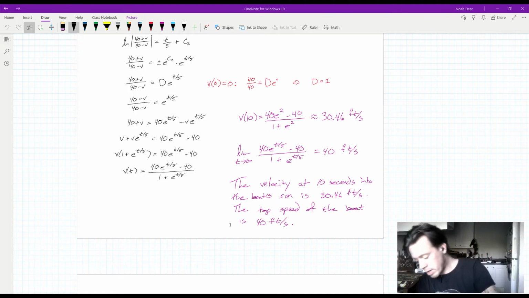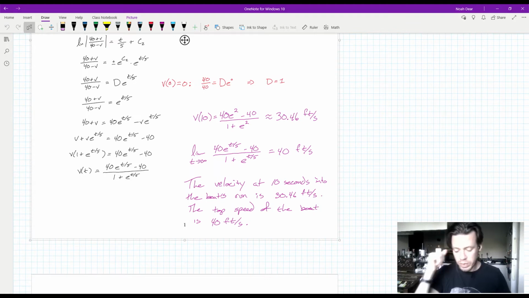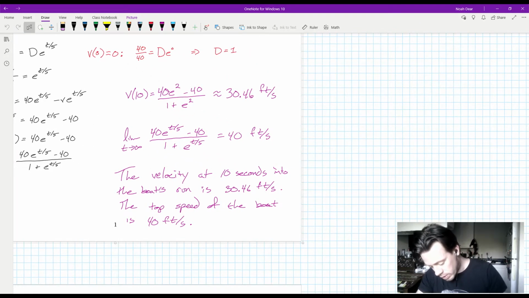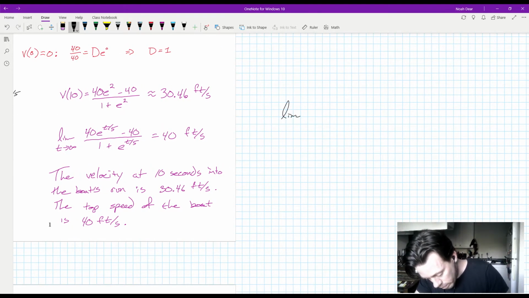To explain the limit on this acceleration resistance problem that was gone over, let's take a look here again. I'm just going to copy this limit as t goes to infinity of (40 e to the t over 5 minus 40) over (1 plus e to the t over 5).